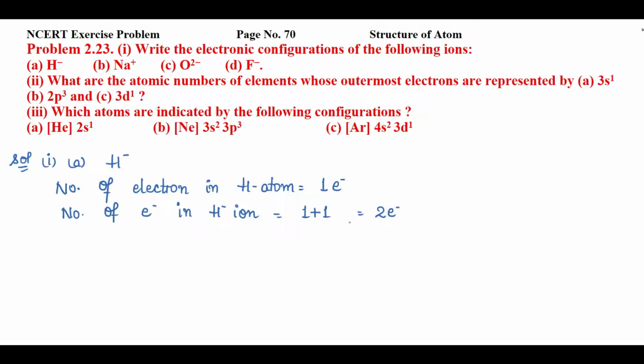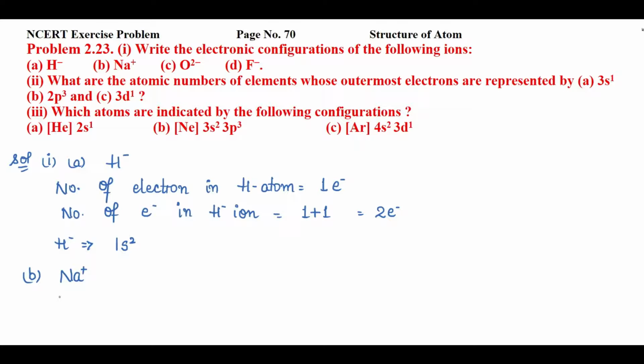Now we'll fill these 2 electrons in the orbitals, right? So obviously H negative will have the electronic configuration 1s2. These 2 electrons will fill in the s orbital of the first orbit, right? We will see the next, that is Na positive, right? So Na positive means sodium loses 1 electron.